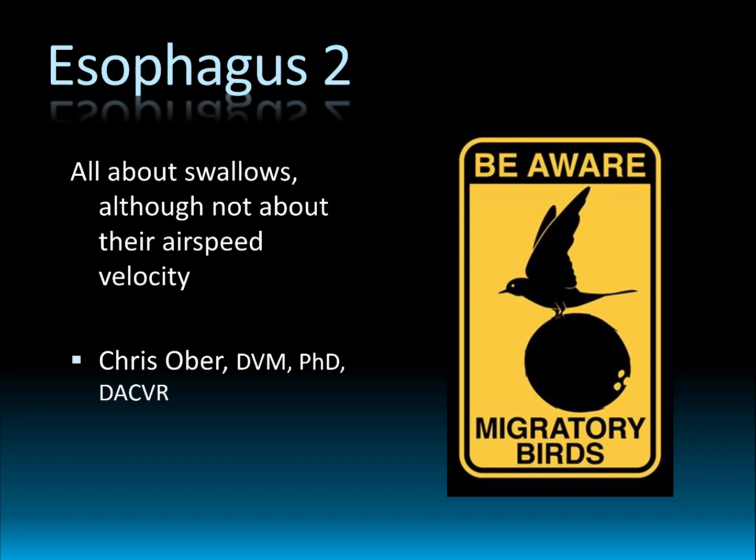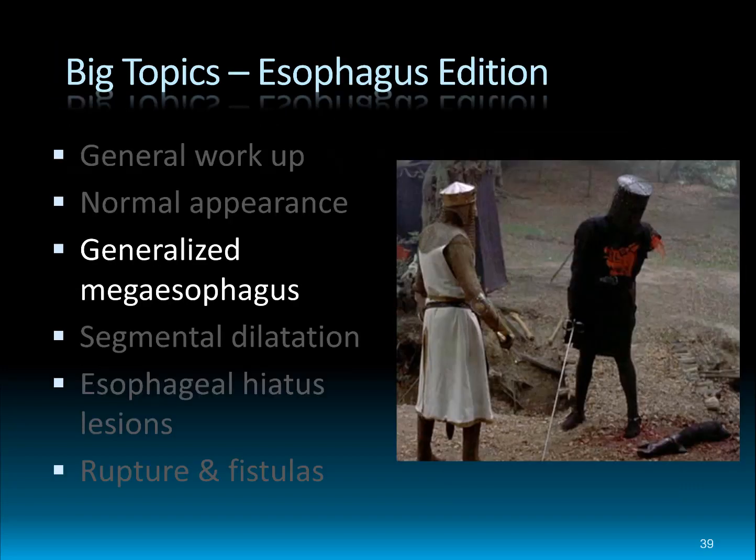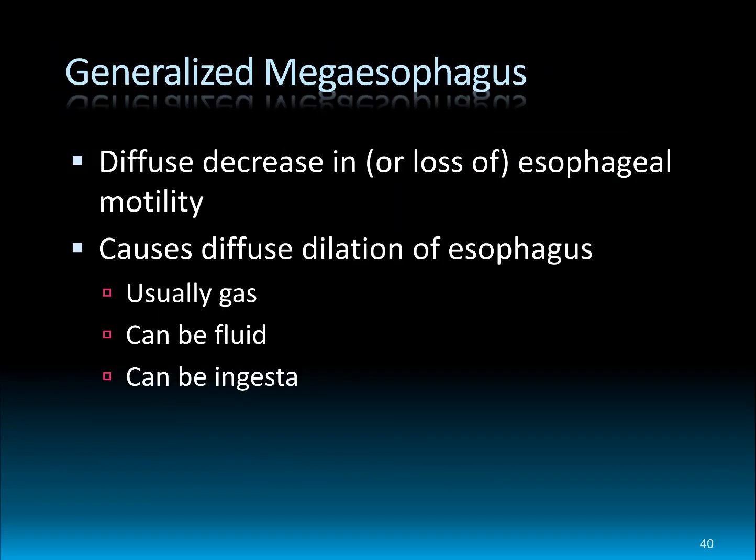In this part of my monologue on the esophagus, I'm going to be talking about generalized distension of the esophagus, or generalized megaesophagus. Megaesophagus represents a diffuse decrease in, or generally loss of, motility of the esophagus, and that's going to cause a diffuse dilation of the esophagus.